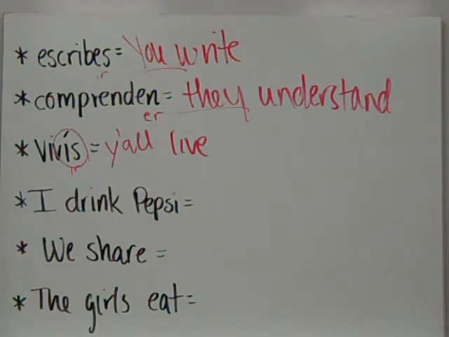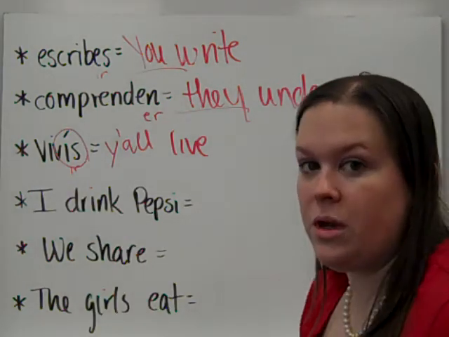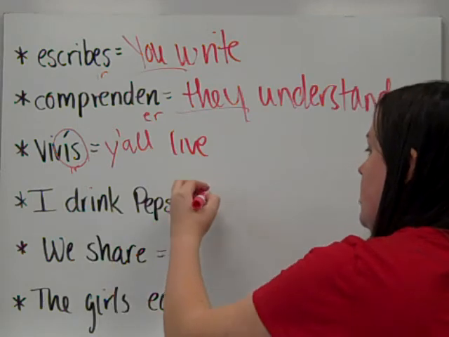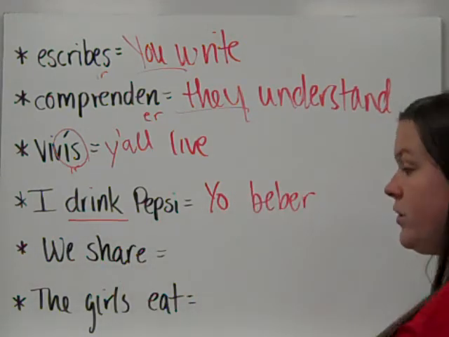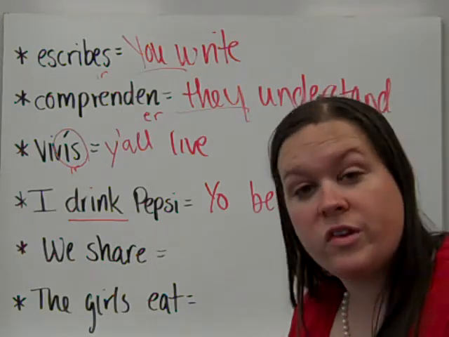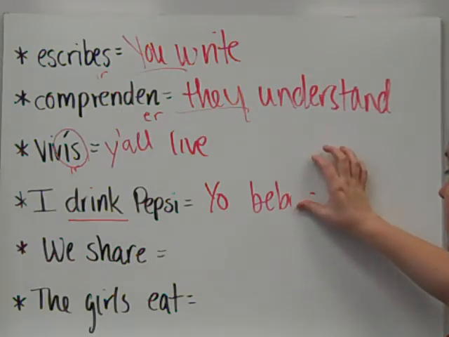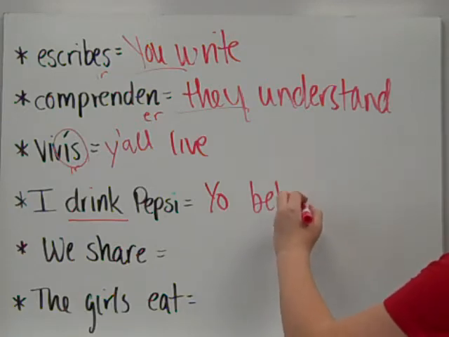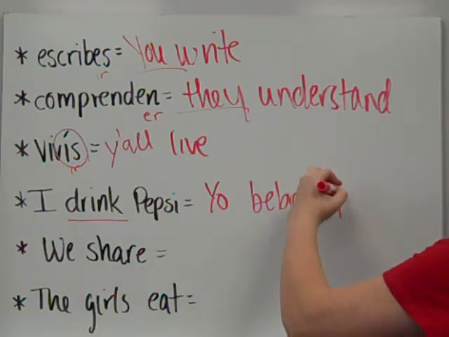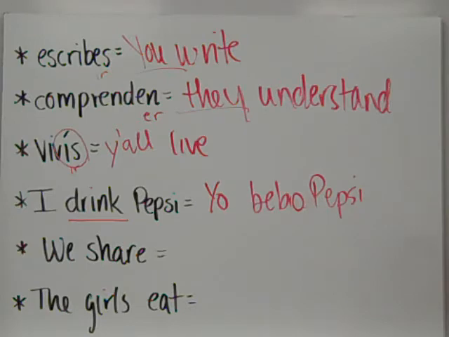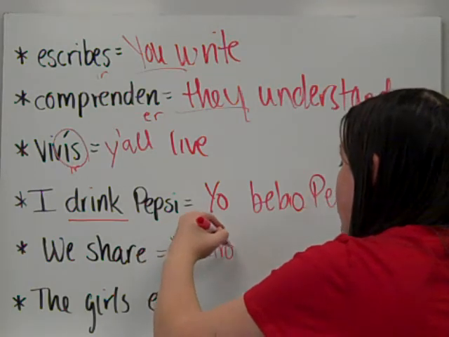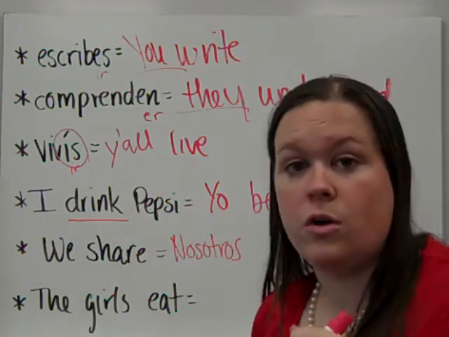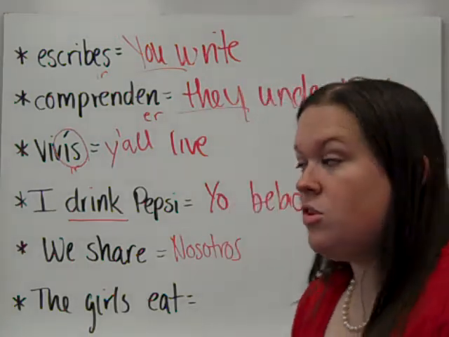Now we are in English going to Spanish, and I've given you the subjects right here, so this should be a little easier. I drink. Yo. To drink is beber. The first thing we do when we conjugate a verb is cut off those last two letters. So beber goes away, and I drink, yo bebo, and then Pepsi. Name brands, person's names, things like that, company names, don't change. So yo bebo Pepsi. We share. We is nosotros, unless you are absolutely sure that every single person in that group is a girl. Remember, you always use the masculine subject pronoun.